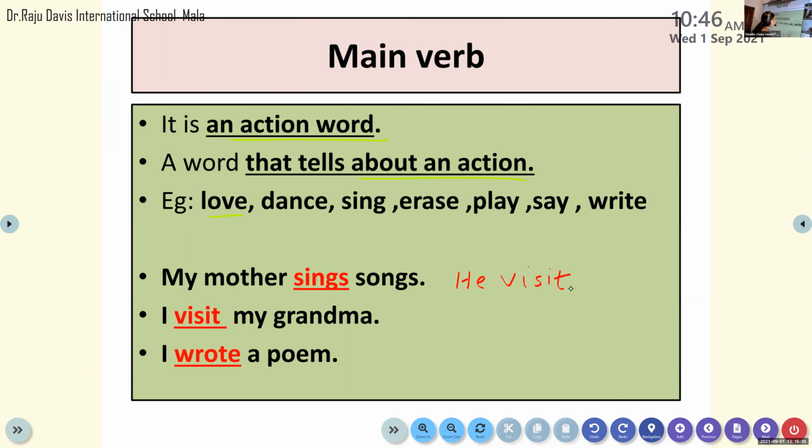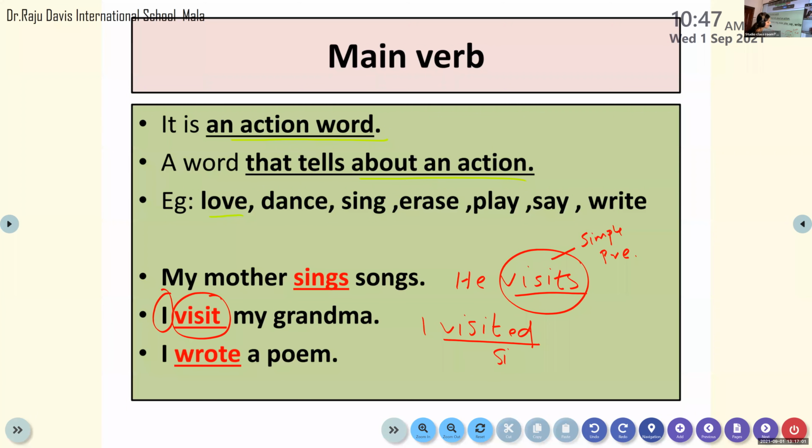Okay, he visits. Visits is a main verb because I can identify the tense of this verb. The tense is actually present, right? Simple present, right? Yes or no? Yes, ma'am. Okay, here I is the subject. That is why I have written visit. You can also write I visited. Visited shows this is an example for simple past, right? Yes, ma'am. So this is a main verb example.